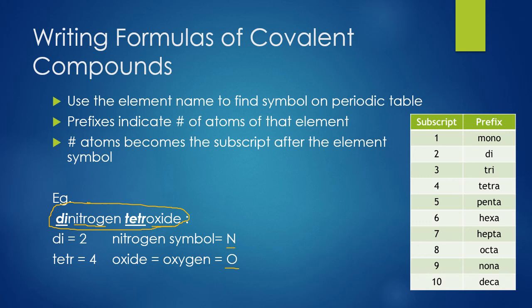So now that we have the chemical symbols, we just need to put them together with the prefixes involved. So what the prefixes are going to tell us are how many atoms of that element are present in the chemical formula. The prefix of di in front of nitrogen tells me there are 2 nitrogens. The prefix tetra in front of oxide tells me there are 4 oxygens. So putting that together, we get N2O4.